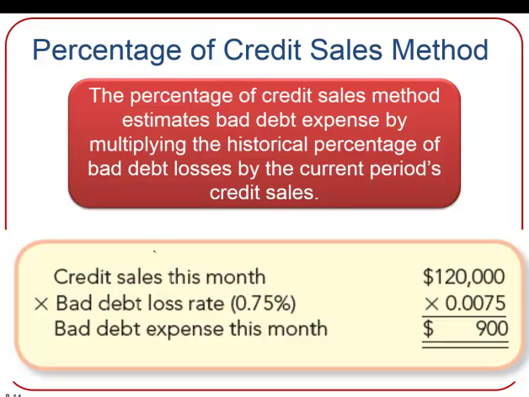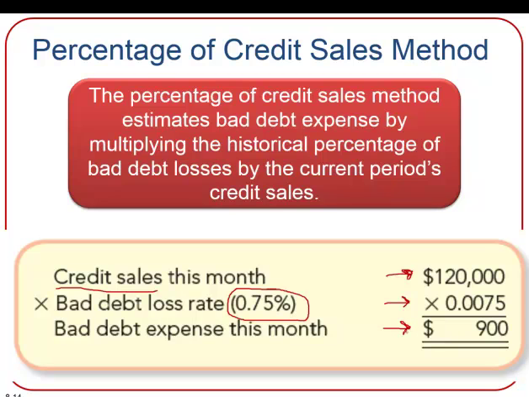The percentage of credit sales method estimates bad debt expense by multiplying the historical percentage of bad debt losses by the current period's credit sales. Okay, so credit sales, we don't even care about cash. We're just looking at the credit sales because that's what we're collecting. And we have our historical average here in this example of 0.75%. So we'll multiply this credit sales of $120,000 by our estimated percentage of uncollectible of 0.75% to get bad debt expense this month of $900.